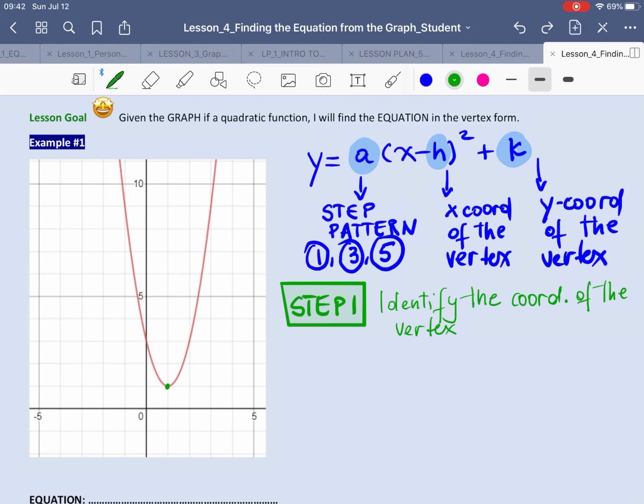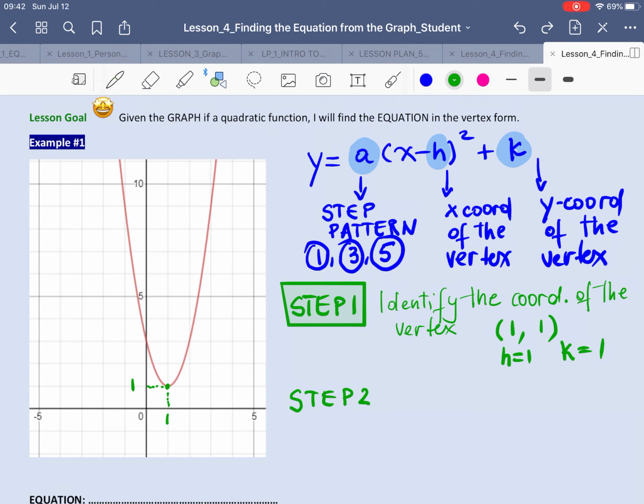Now, the coordinates of the vertex in this case: I'm just going to drop a perpendicular on the x-axis to identify them, x equals 1. And for the y-coordinate, I drop a perpendicular on the y-axis, so it seems that y equals 1 as well. So with this, I understand that h will be equal to 1 and k will also be equal to 1. Step 2, we need to identify the coefficient a.